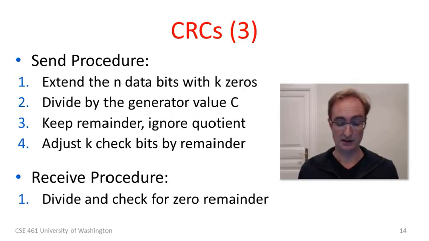So the send procedure for a CRC is as follows. You take the data bits, and really we're mimicking here what we did with our decimal digit example. You extend them with k zeros, then you do a division by this generator value. Once you do that, you look at the remainder to see what it is. Keep that, ignore the quotient from the division. And using this remainder, you adjust the check digits by the remainder so that they will be evenly divisible. The receive procedure is to simply divide the whole thing, including the check bits at the end, and once you've divided it, check that the remainder is 0. If that's the case, there'll be no errors in the packet.